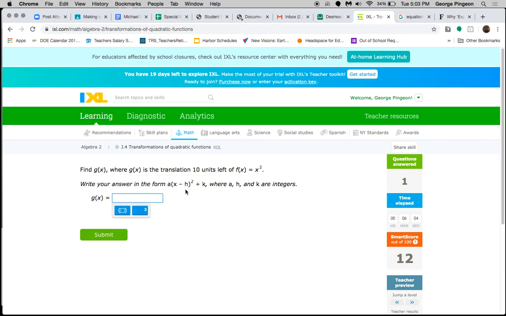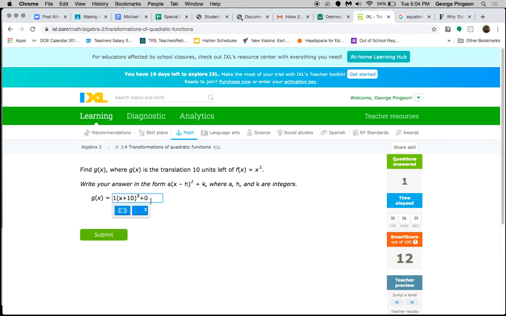Find g of x, where g of x is the translation 10 units left of f of x equals x squared. Okay, so this is the one where we want to be a little careful. So a stays the same, 1. X minus h. So x minus h, it's going to move 10 units left. So 10 units to the left is negative 10, but it's minus negative 10. Okay, so x minus negative 10 is x plus 10 squared, and then k is just going to be 0.